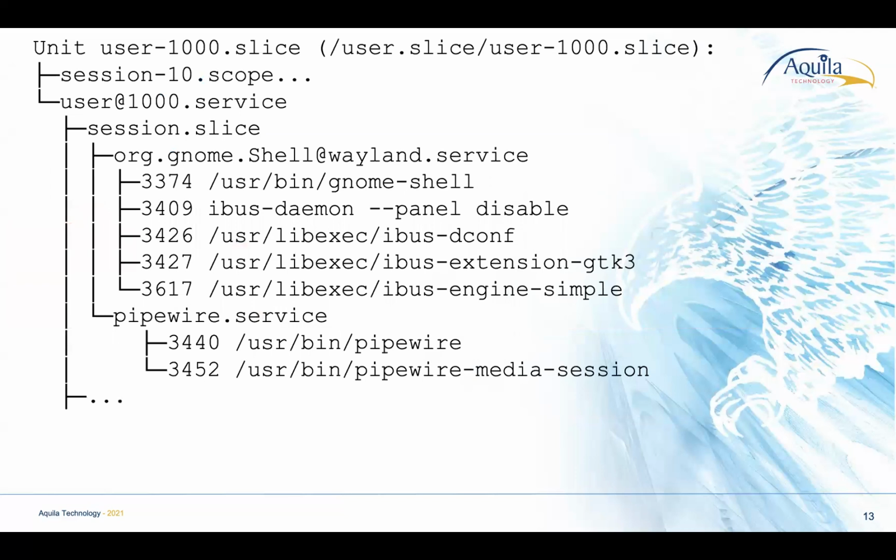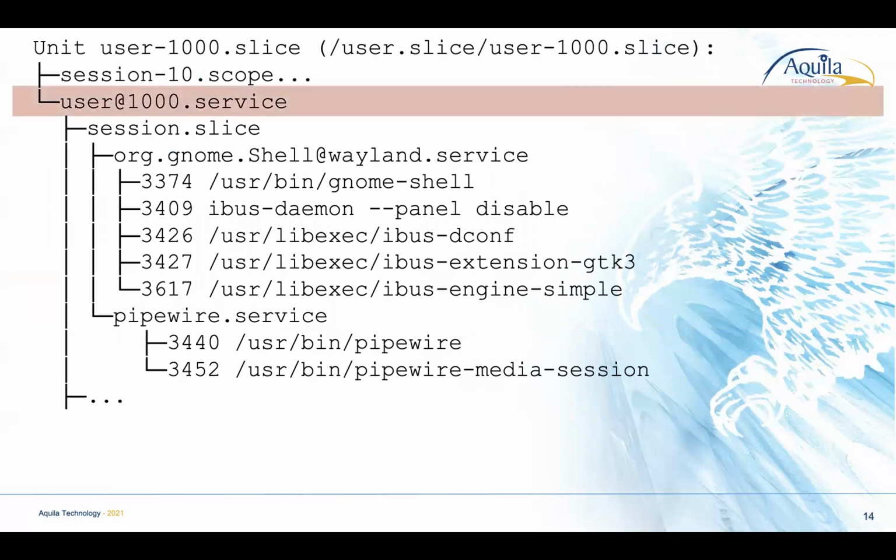So this is a little bit further down in the output. You can see I've escaped out the session-10.scope. You can see here that there's a user@1000 service. This cgroup describes all the processes that have been launched as part of the systemd user process. And it does not have an AFS PAG, or at least it doesn't have the one that you got whenever you logged in through the normal login process.